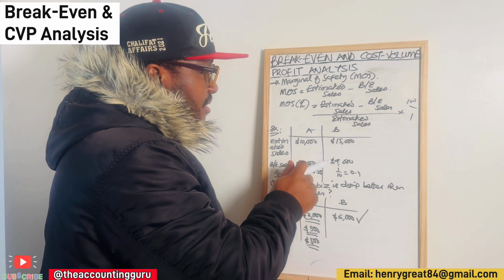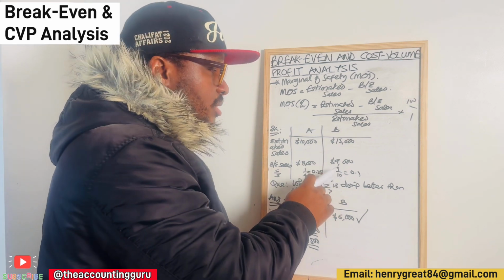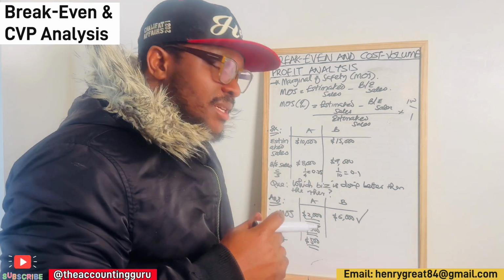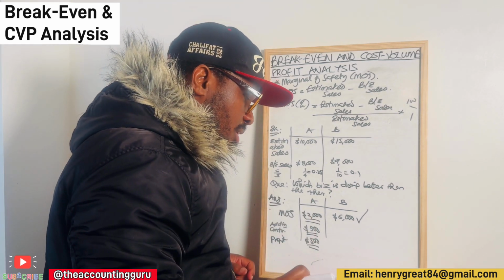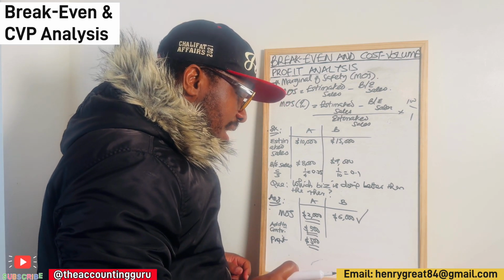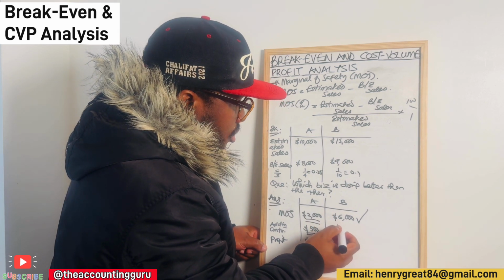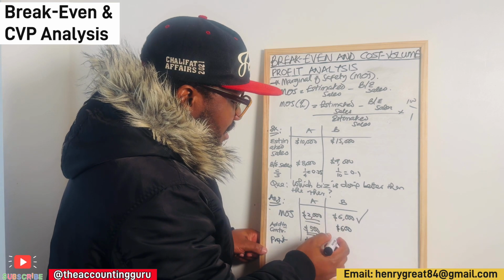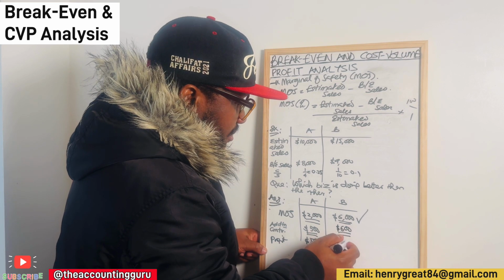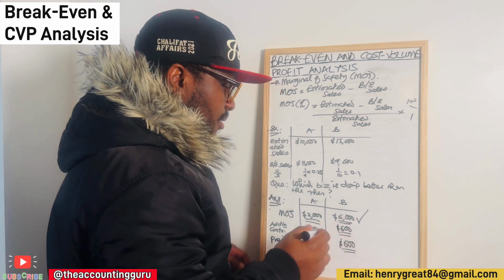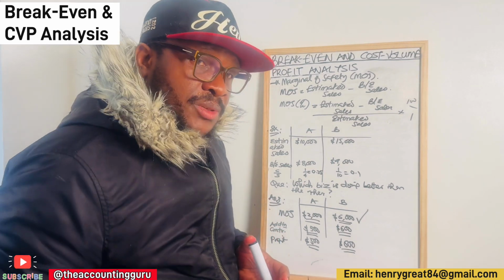Do not forget that the extra sales here is $6,000. All right, so we'll use the CMR, or C over S, for business B to calculate the additional contribution for business B. All right, and that will give us $6,000 times 0.1, which means additional contribution for business B is what? $600. That $600 is the same as profit for business B. I hope this is clear.